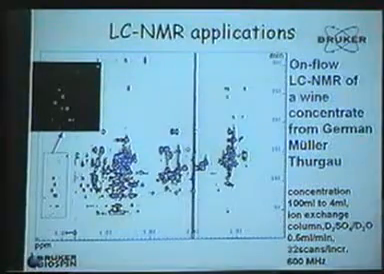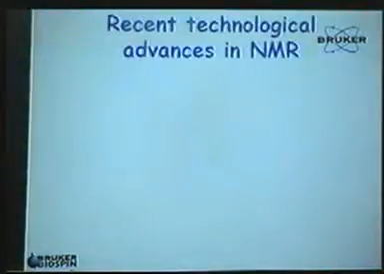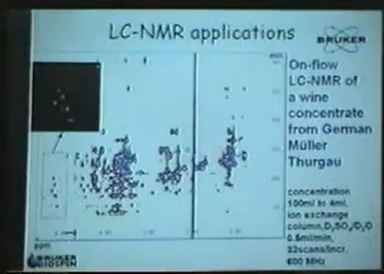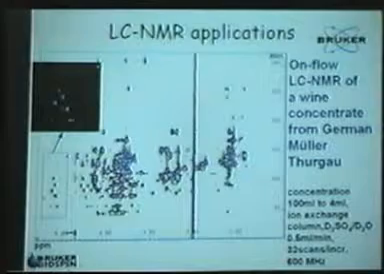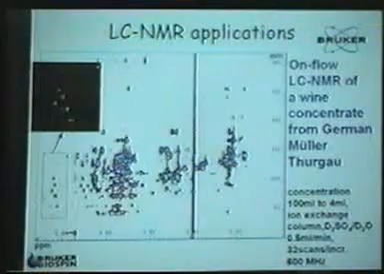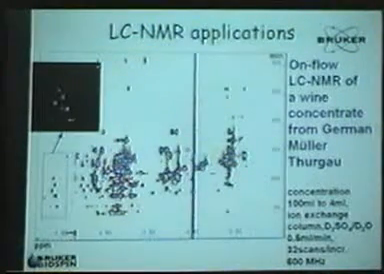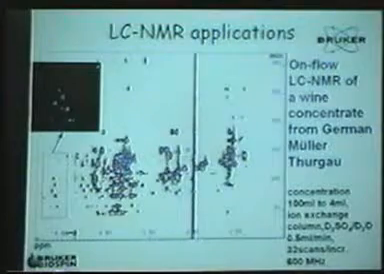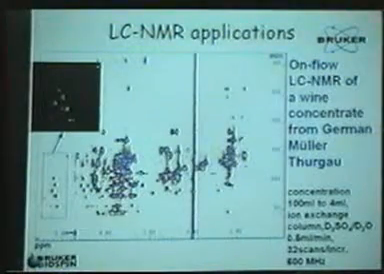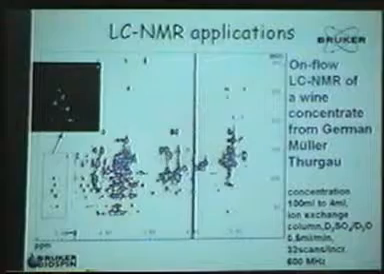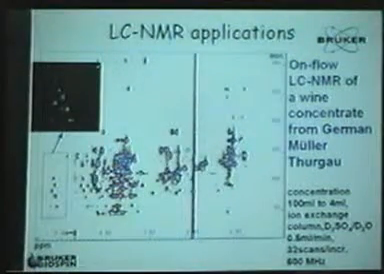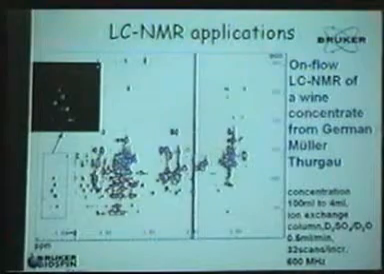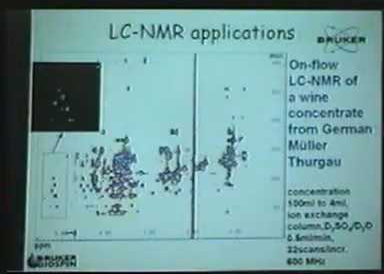This was an LC NMR application done, go back one step. This is the LC NMR application done on a wine concentrate, for example. And you can see how many different compounds are in it. You can basically do it on every field involved with analysis of mixture. Body fluid analysis, for example, is very important now in Europe. You can use this application. Next.